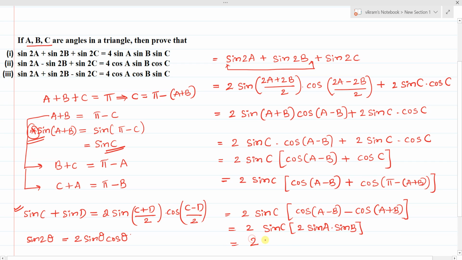Finally we obtain 2 into 2, which is 4 sin A into sin B into sin C. So we have proved that sin 2A plus sin 2B plus sin 2C is equal to 4 times sin A into sin B into sin C.